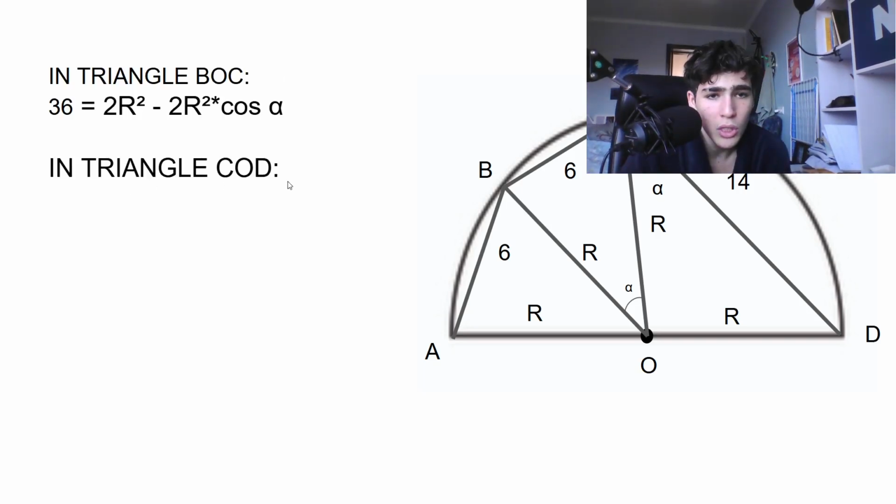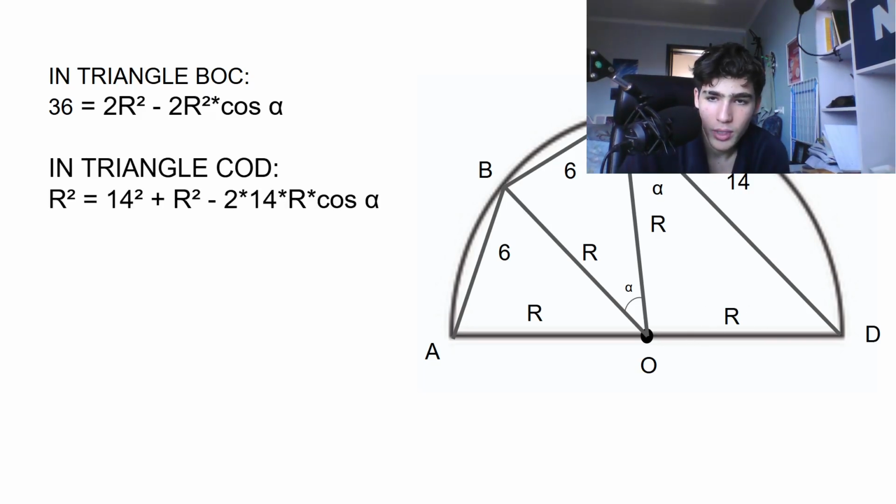Now in triangle COD, we don't actually identify what 14 squared is, but we actually identify what this r squared is. This is actually a trick. This r squared equals this 14 squared plus this r squared minus 2 times 14 times r times cosine of alpha. Okay, that's pretty cool. So now we can simplify this more.